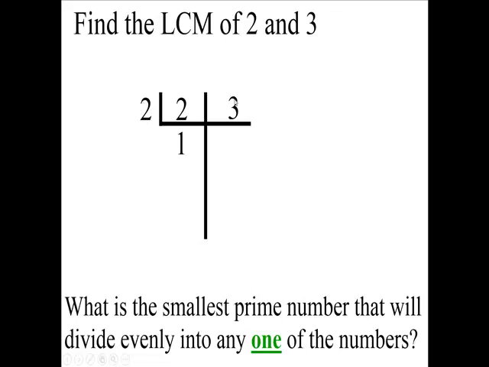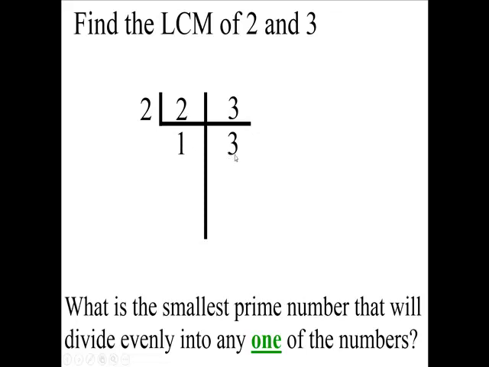Okay, now bring down the 3 because 2 won't go into 3 evenly. Don't throw it away. Bring it down. Okay, now what is the smallest prime number that will divide into 1? Well, 1 will go into 1, but the problem is 1 is not a prime number. The smallest prime number is 2, and 2 won't go into 1. So you see 1 is not a prime number, so once you get 1, we're done with this side here. We're done with this side. And we're going to start messing with this one here.